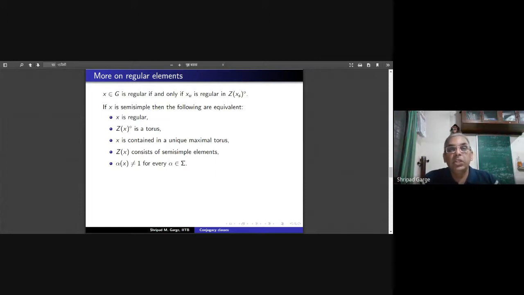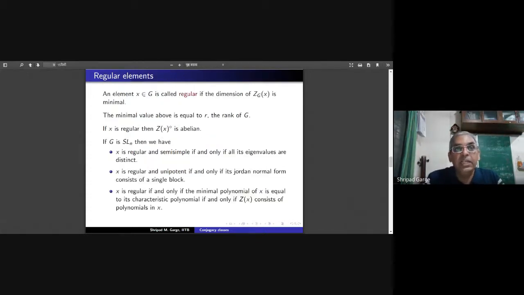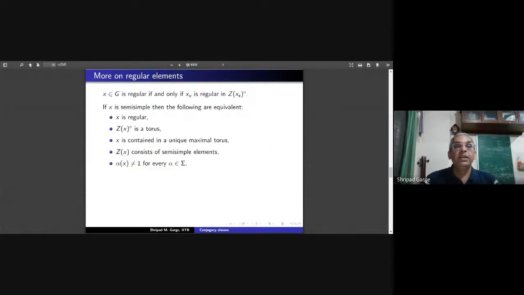So once again, the Jordan decomposition helps us in understanding even the regular elements in general. Just as we have done in the previous slide, the equivalences of regular semi-simple elements in SLN, we have such equivalences here for semi-simple elements: when you have a regular semi-simple element, the connected component of its centralizer has to be a torus.